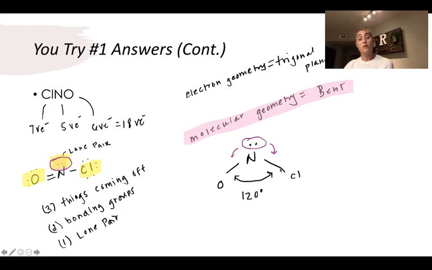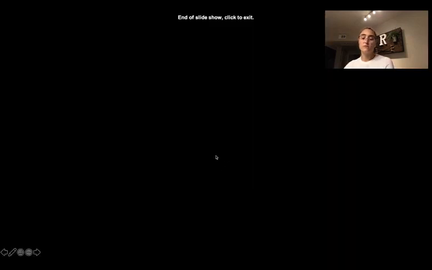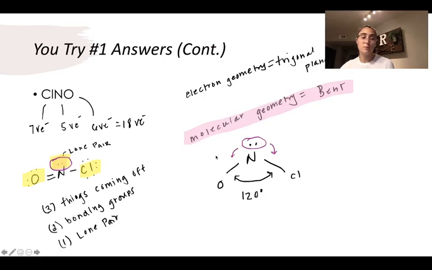So if we were to draw this out, the molecular geometry would actually be bent because we'd have our oxygen and our chlorine and our 1 lone pair pushing down on these 2, and we really only have 2 bonding groups at this point. So this is going to give us our bent shape. 2 bonding groups here and here. So our shape is bent.